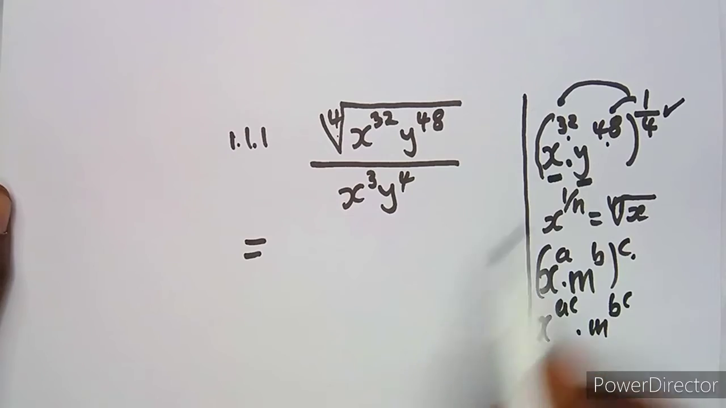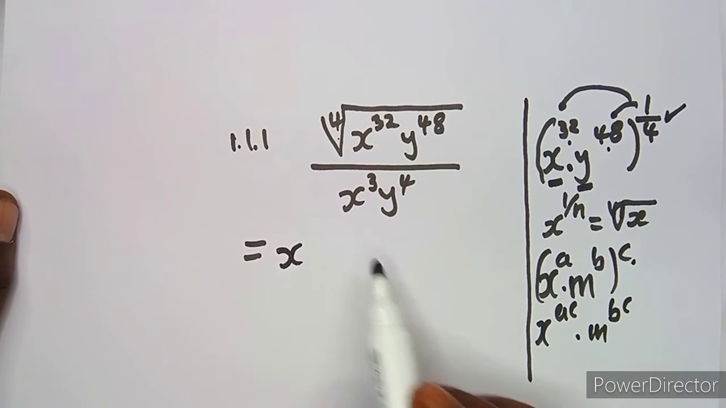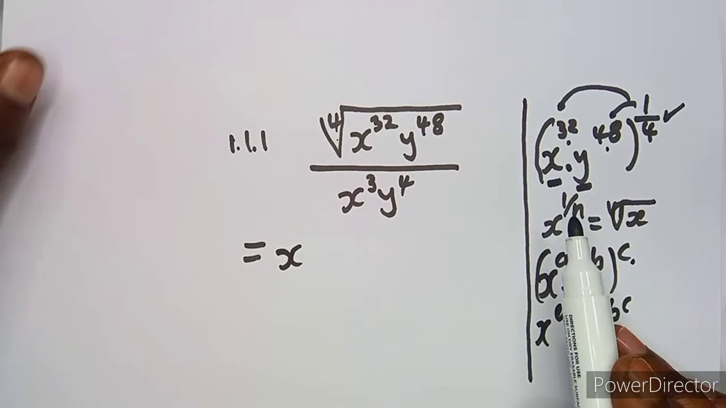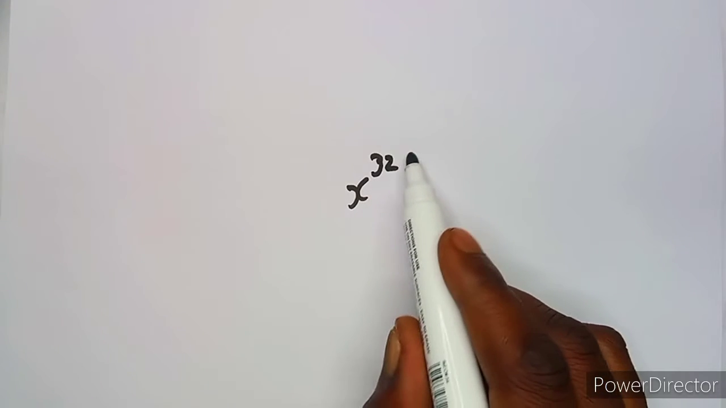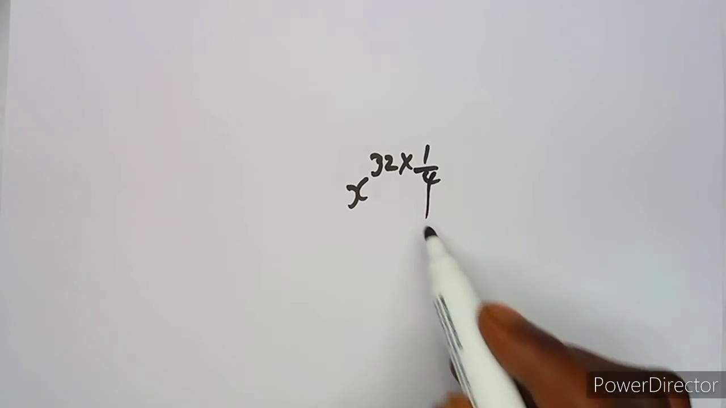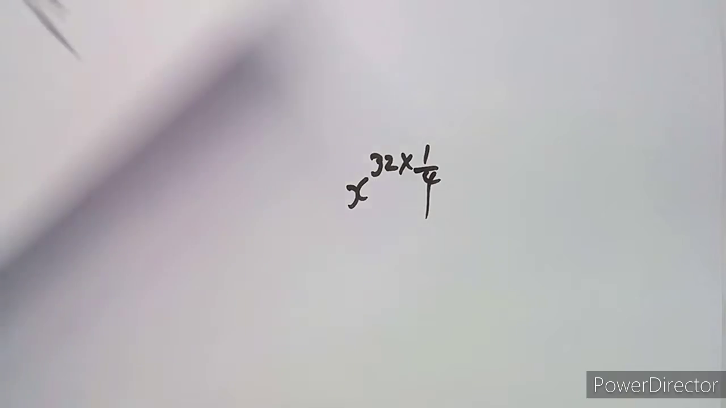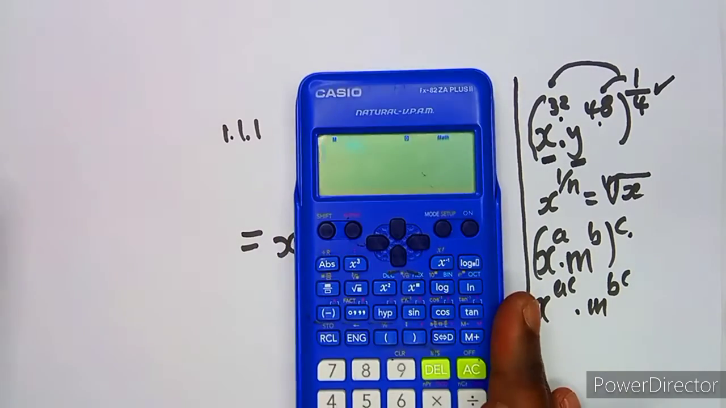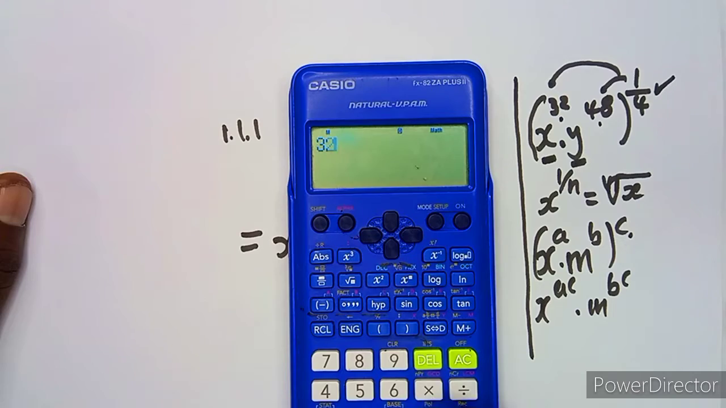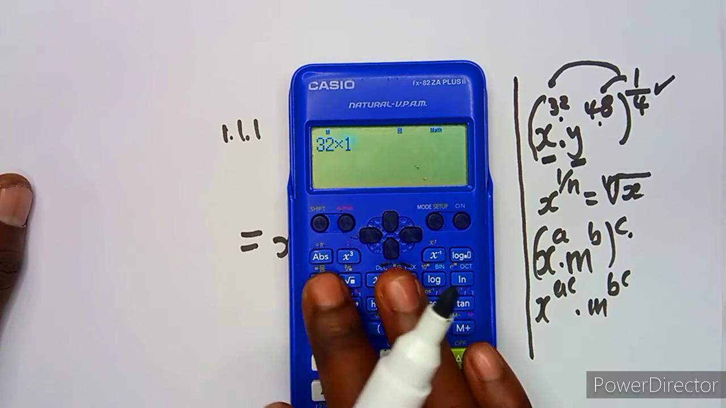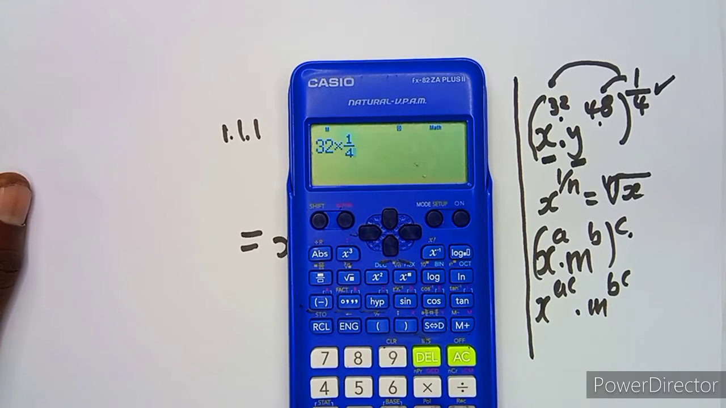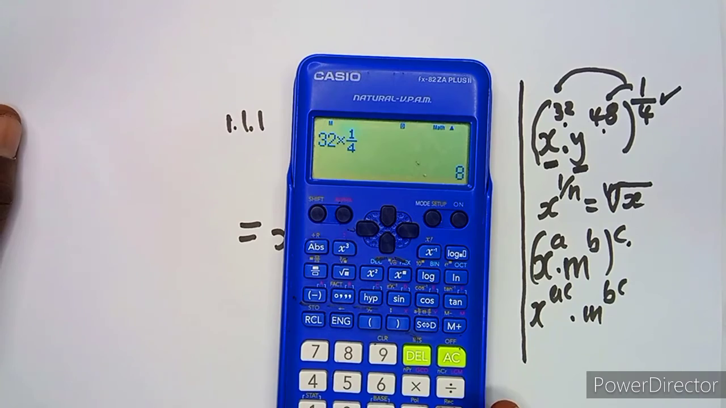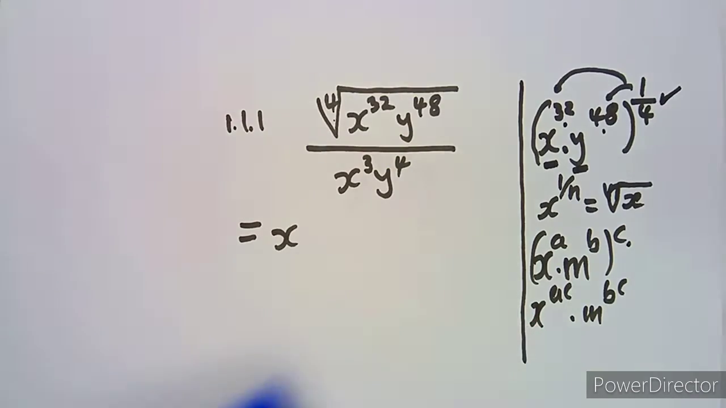So this 1 over 4 is going to multiply. So you're going to have x to the exponent of 32 times 1 over 4. So you're actually multiplying like this, 32 times 1 over 4. All right, so that 32 times 1 over 4, from our calculator, we are going to obtain something like 8 there. So this is what you're going to obtain, 8.